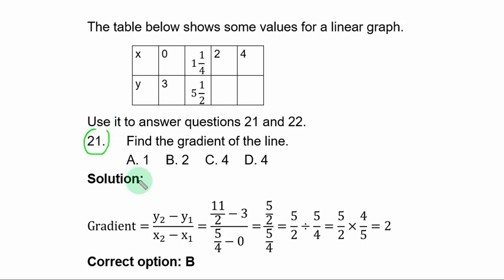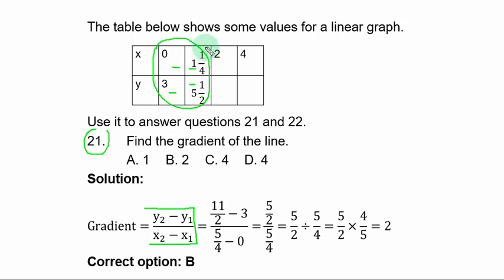The gradient or slope is simply the ratio of change in y to that of x, and that change is expressed as y2 minus y1 over x2 minus x1. We have to use these two complete points. So this is x2 while this is x1. You have y2 and y1.